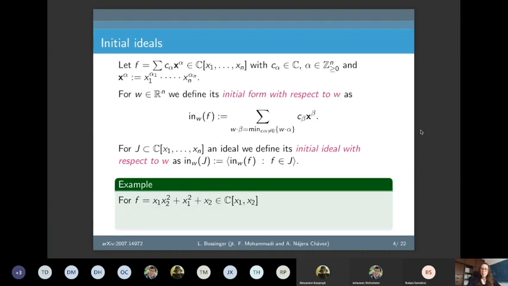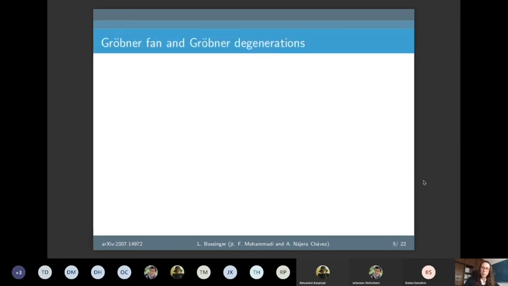For example, a very simple example: if I have this polynomial in two variables with three monomials, and I take my weight vector being (1, 0), then if I compute the initial form, only the first two terms in my polynomial have a positive weight. x2 gets weight 0, so the initial form is just x2. And so this concept of initial form and initial ideal can be used to define a Gröbner fan and, moreover, Gröbner degenerations.